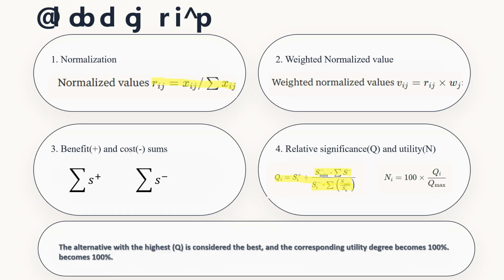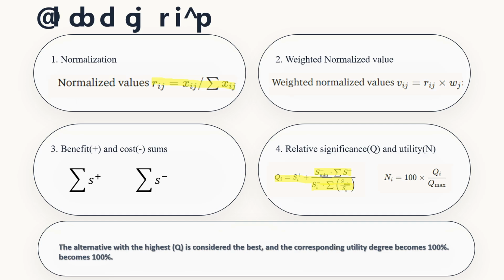Divided by, now again, the values of the alternative for the cost criteria multiplied by the summation of S negative minimum, S superscript minimum. That means the minimum value of the alternative with respect to the cost criteria, and that you will divide by the values of alternative for the cost criteria.